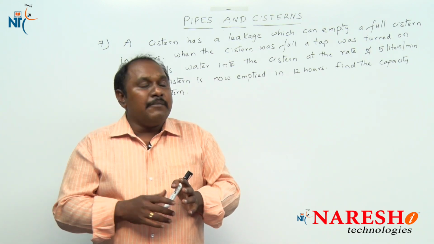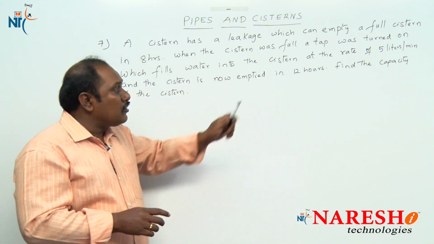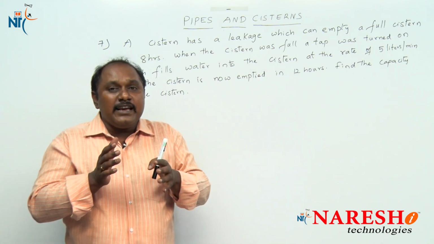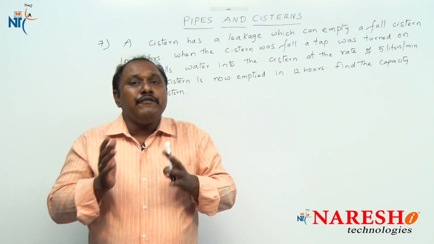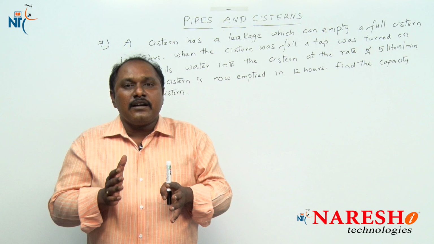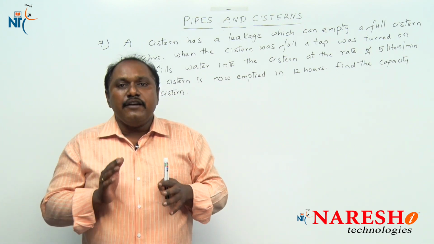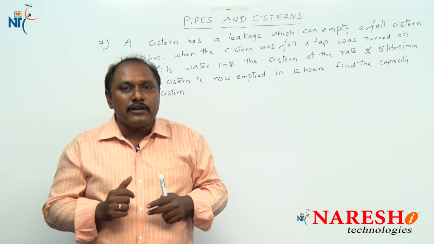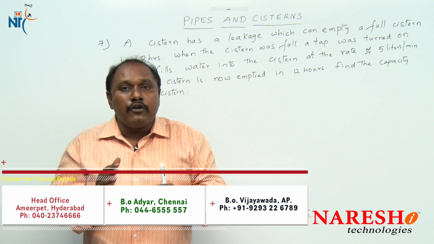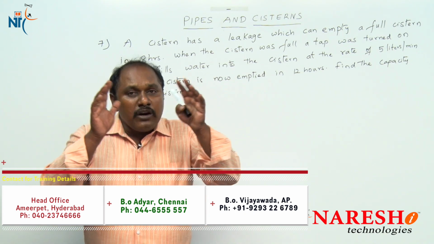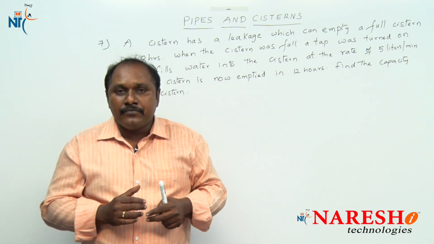Analyzing the problem. Actually, the leakage can empty the tank in 8 hours. But when the tap is opened, it took 12 hours to empty. That means the leakage has actually worked for 4 hours extra. So in that 4 hours, how much part of the tank can it empty? To empty one complete tank, it takes 8 hours. In 4 hours, it empties half of the tank. That means the leakage has emptied 1.5 tanks of water. But there is only 1 tank of water in the tank.